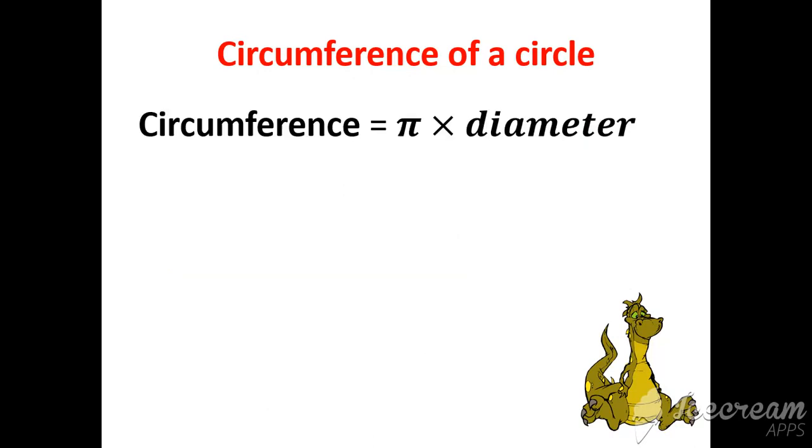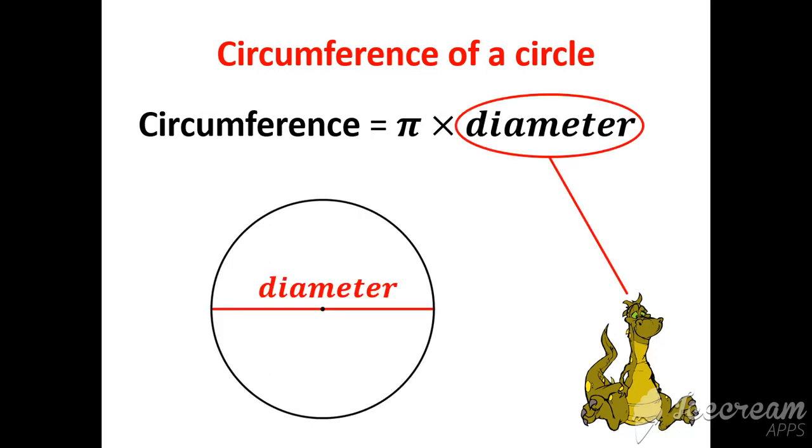Right, here's the formula we're going to teach you and learn about today. The circumference of the circle, the perimeter, the distance around the circle, is equal to this funny thing called pi times diameter. Now we know the diameter is right across the circle. We just spoke about that a few seconds ago.